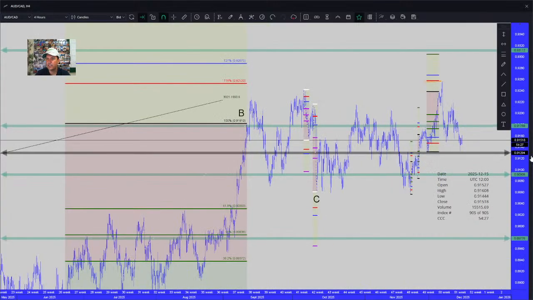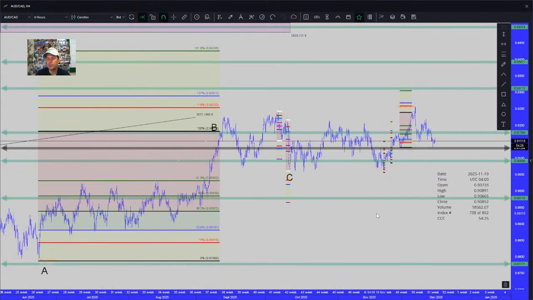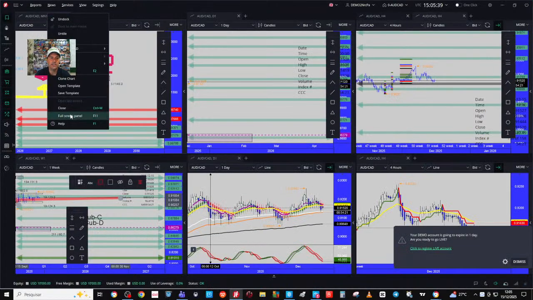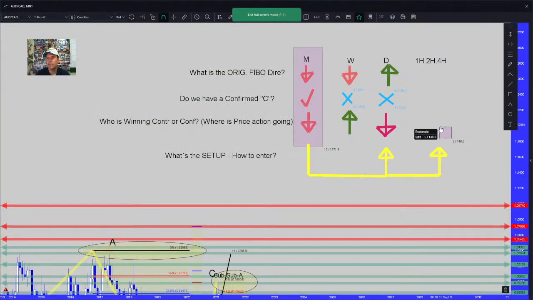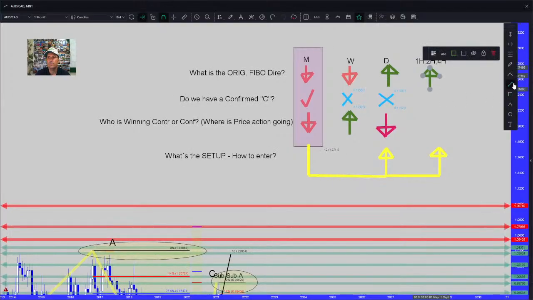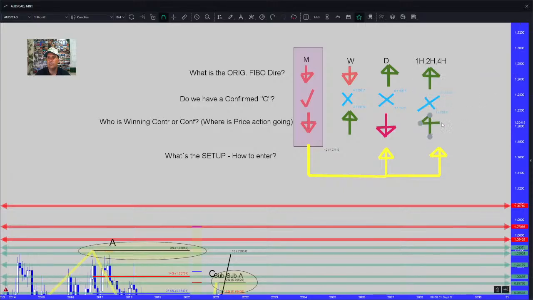Olga says yes, it can still lose. So up Fibonacci. Okay, now decision making. Alright, everybody. The original Fibonacci on the 4 hour, it's up. We don't have the confirmed C. And the contrarian Fibonacci is winning.